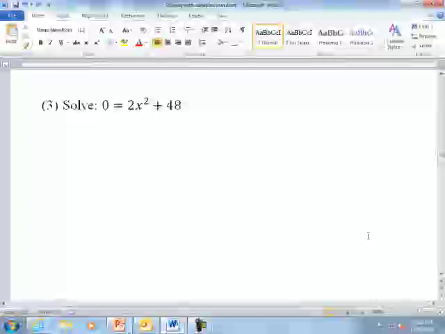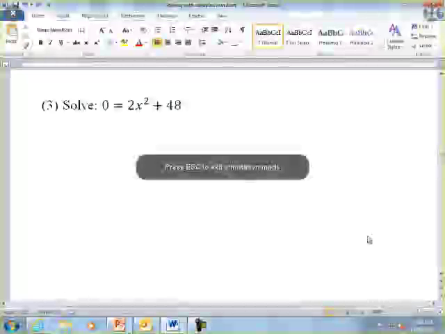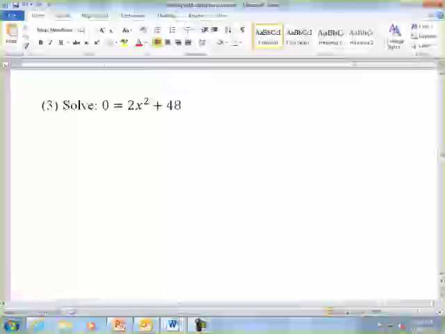What method should I use to solve this problem? Square roots. Square roots are going to work well on this problem because there's no singular x term. There's just an x squared term. So what would I do first to solve this problem?